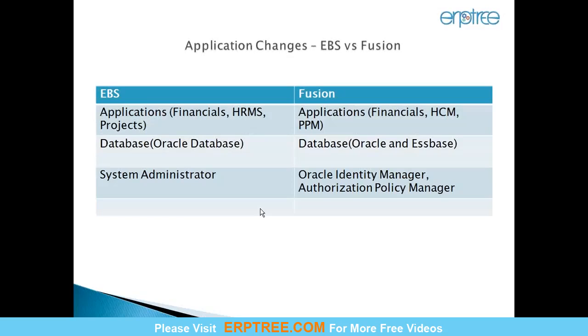And a few more application related changes, the naming conventions I just mentioned here. When I talk about applications, financials you can see as Financials. HRMS you can see as HCM, Human Capital Management. This solution they took from PeopleSoft. And the EBS project suite you can see here as PPM, Project Portfolio Management. Within that you can find all the modules which you see in EBS as the project suite, like costing, billing, project management, resource management. Everything will be part of this PPM in Fusion.